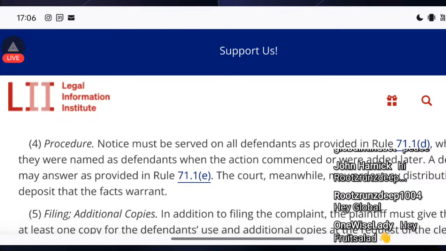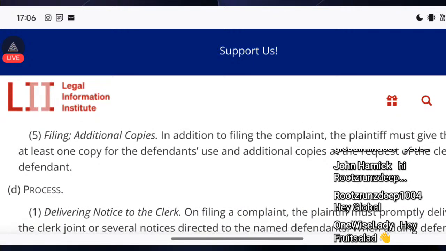Procedure. Notice must be served on all defendants as provided in Rule 71.1(d), whether they were named as defendants when the action commenced or were added later. A defendant may answer as provided in Rule 71.1(e). The court, meanwhile, may order any distribution of a deposit that the facts warrant. Filing and additional copies. In addition to filing the complaint, the plaintiff must give the clerk at least one copy for the defendant's use, and additional copies at the request of the clerk or defendant.